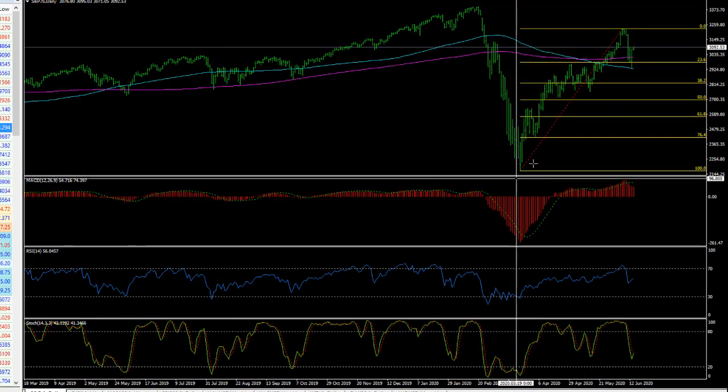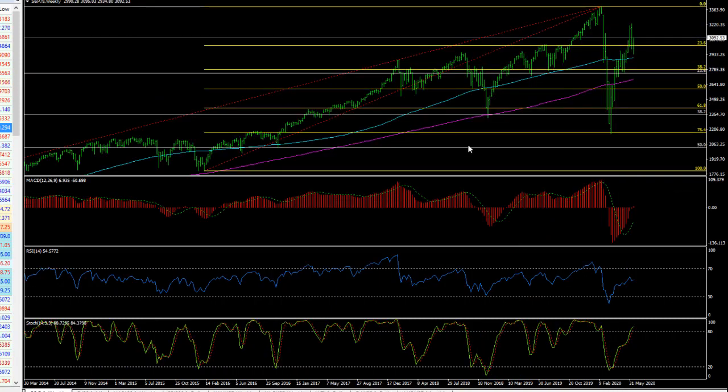The dailies are not looking that positive, and it may be that we just chop around here for a few days, but the weekly charts still look pretty good to me, and I would not be surprised to see another retest of these highs up here, albeit not today, but that's the sort of 3220, 3225 area. I think we can head up there over the next few days.